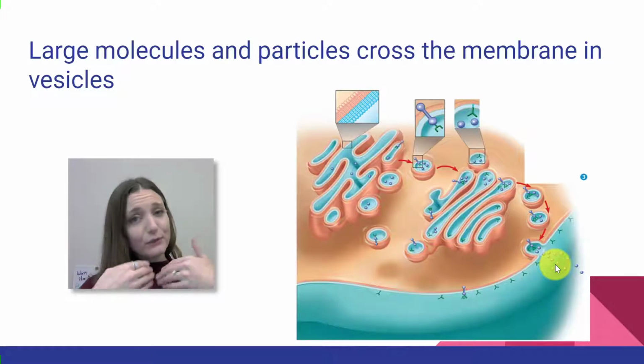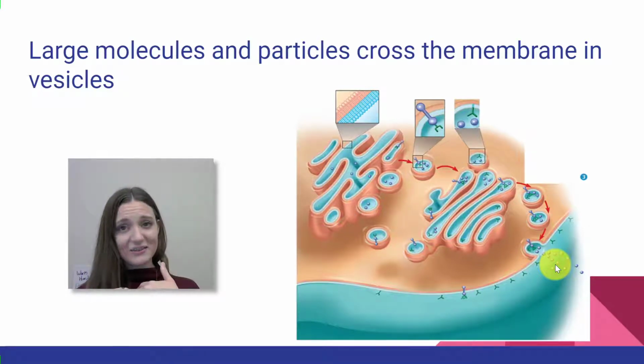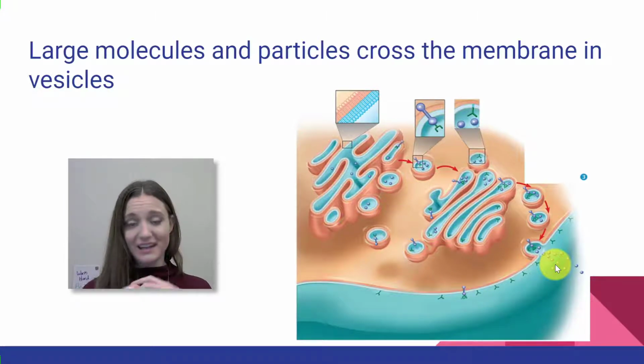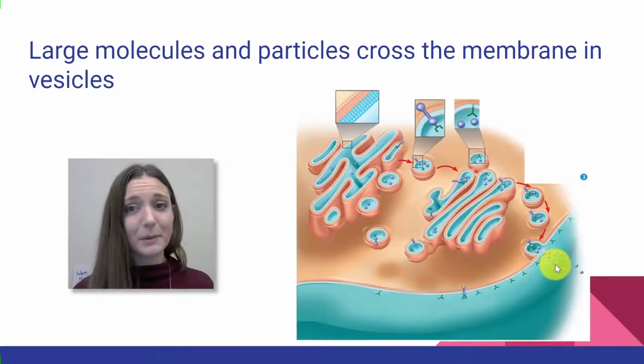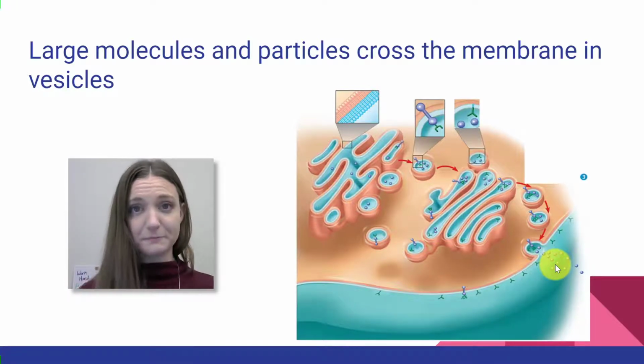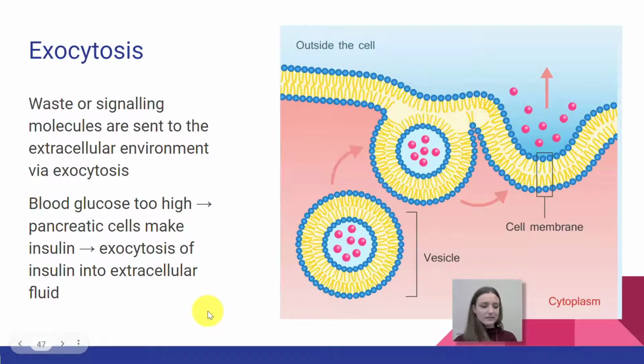And we can do the reverse process as well. We can take molecules into the cell using bulk transport, using these vesicles as well. That's basically what's happening: we're exchanging vesicles with the plasma membrane to either bring material in or take material out of the cell. So we give it different names depending on what direction the material is moving.